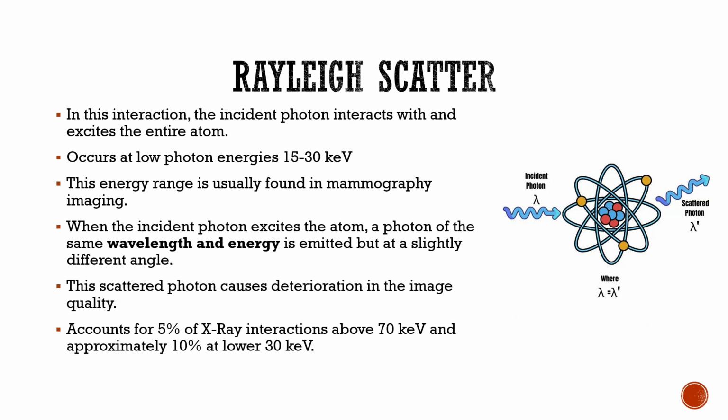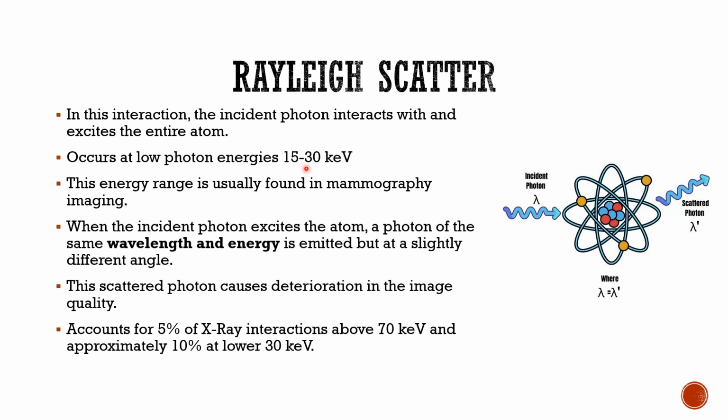What happens in Rayleigh scattering is that the incident photon typically does not have enough energy to cause ionization. So the incident photon interacts with the atom as a whole, and is then scattered in a different direction than its original path. Rayleigh scattering only occurs at low photon energies, typically between 15 and 30 keV. One thing to note, as we talk about diagnostic radiology as a whole, is that this interaction typically occurs within the energy range found in mammography imaging.